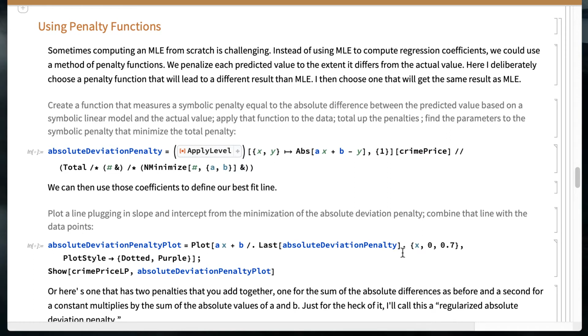Ideally, we're going to choose a penalty that ends up giving us the same result as the MLE. But there's no actual requirement that that be so, and in fact, sometimes you want to choose a penalty function that leads to a different result than the MLE.